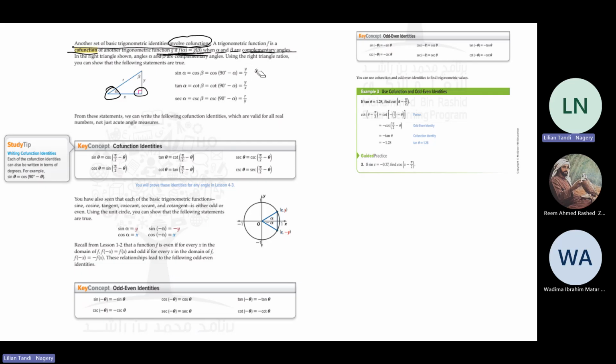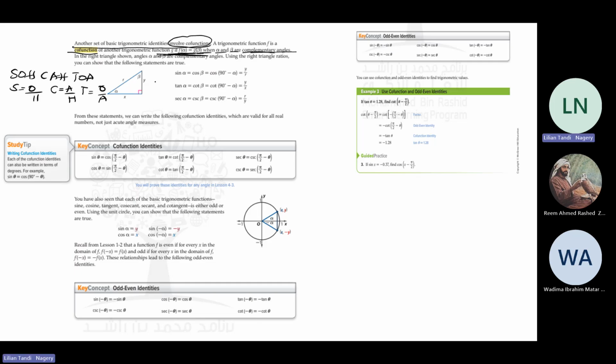So how can you find sine of alpha? Y over R. How do I know? You remember SOHCAHTOA? Sine equals opposite over hypotenuse. Cos equals adjacent over hypotenuse. Tan equals opposite over adjacent. We learned this, so that's where all these rules are coming from.